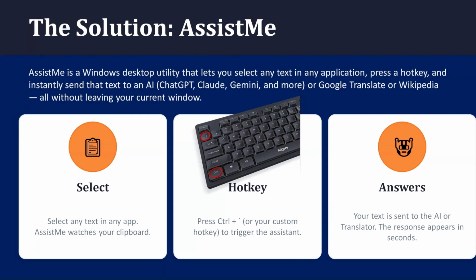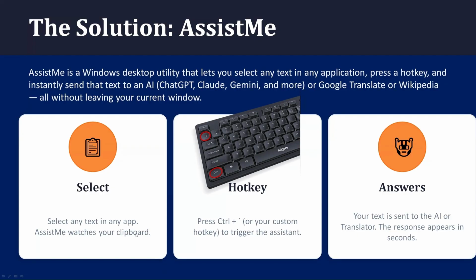The solution, AssistMe, is a Windows desktop utility that lets you select any text in any application, press a hotkey, and instantly send that text to an AI, ChatGPT, Claude, Gemini, and more, or Google Translate, or Wikipedia, all without leaving your current window.